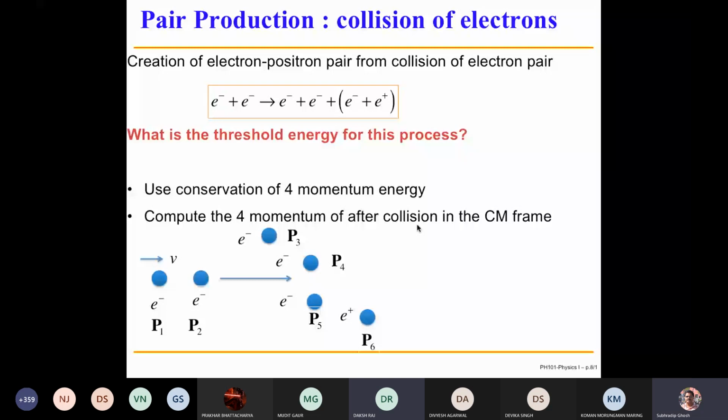This cartoon diagram tells you the process: this is the first electron, this is the second electron. Consider a situation where the second electron is at rest. The first electron comes from the left with a velocity v and hits it. Then there are 2 electrons and 1 electron-positron pair created. Everyone's 4-momentum energy 4-vector is given by this. If I want the conservation of 4-momentum, this is the relation that should hold.